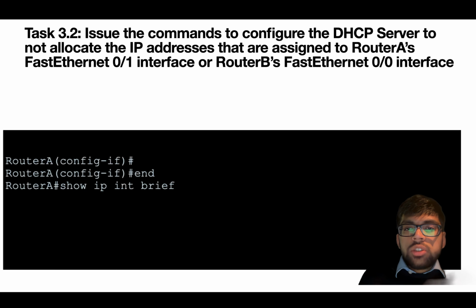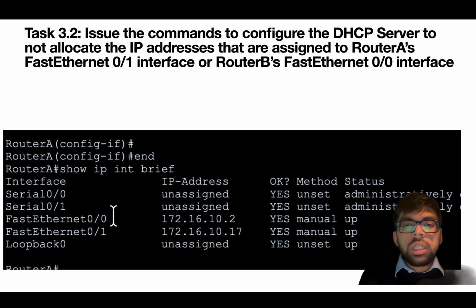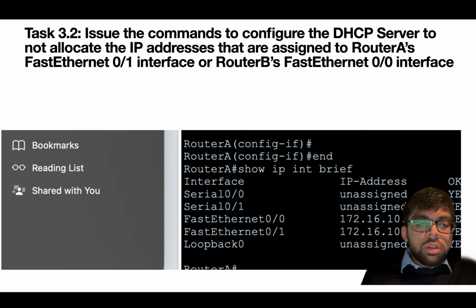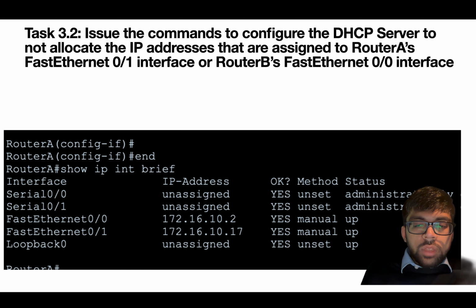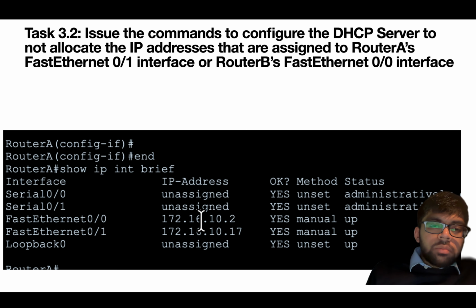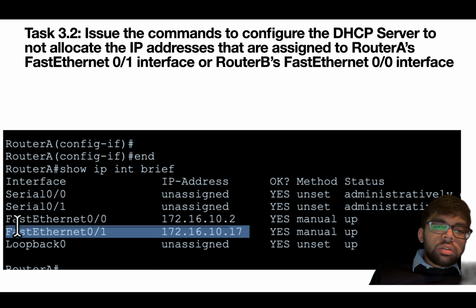Now let's issue the commands to configure the DHCP server to not allocate the IP addresses that are assigned to router A's FastEthernet 0/1 interface or router B's FastEthernet 0/0 interface. Those IP addresses we don't want to be assigning out, so we need to make sure those are reserved. What are we going to do? We can see these IP addresses in our show ip interface brief table.